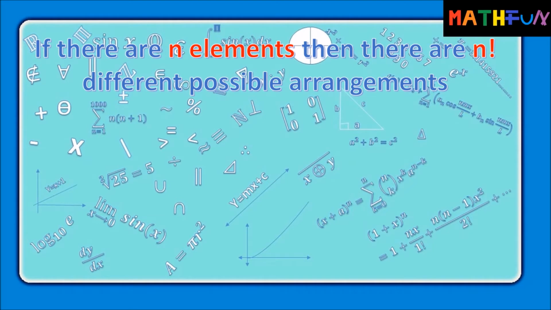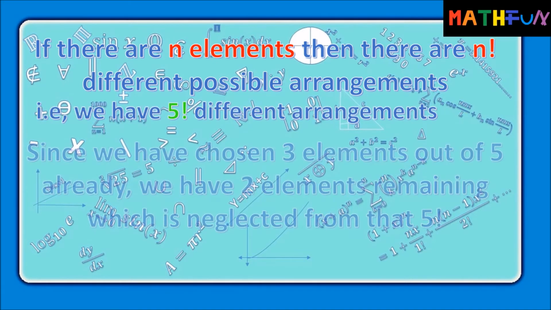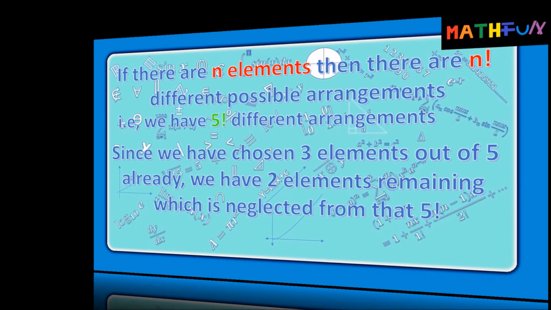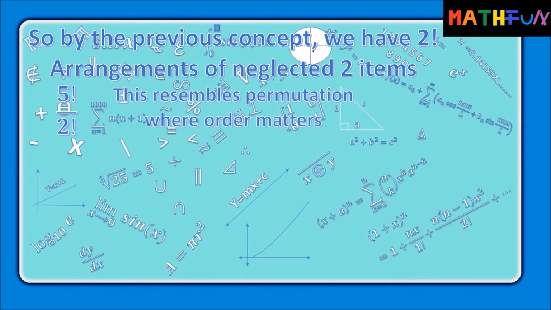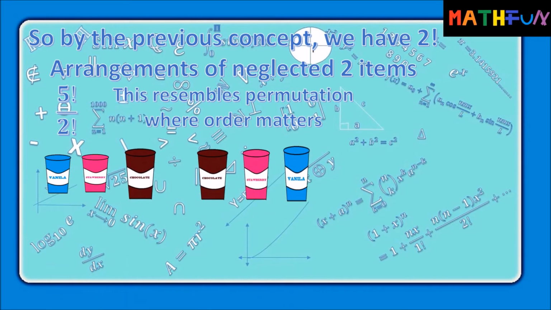If there are n elements, there are n factorial different possible arrangements. So similarly, we have 5 elements here, which means we have 5 factorial different arrangements. We have chosen 3 elements out of 5, so we have 2 remaining elements, which are to be removed from the 5 elements. So we have to divide it by 2 factorial by the previous concept. And this represents the permutation where the order matters.